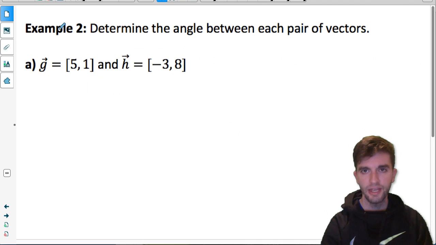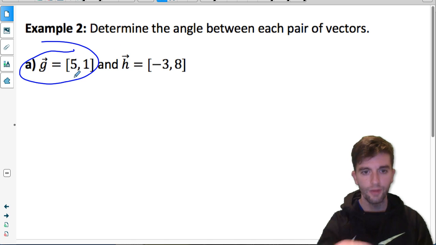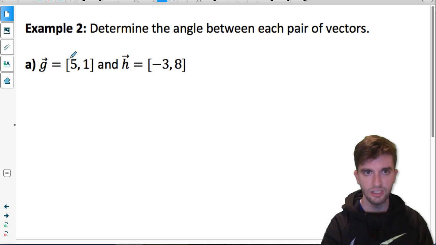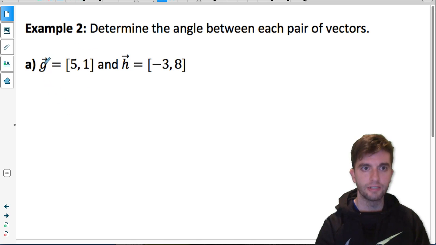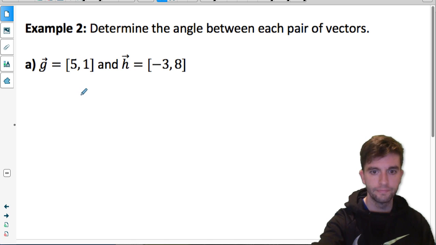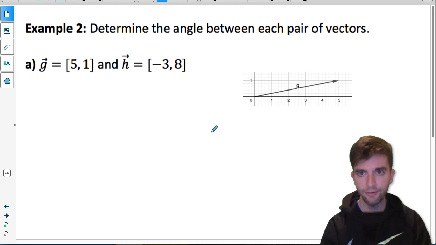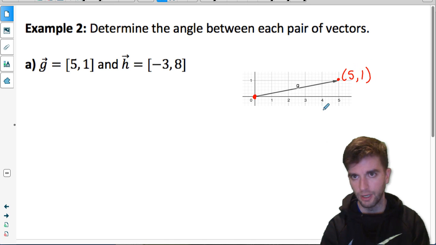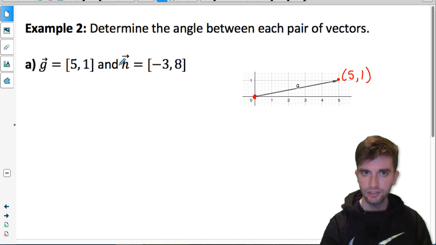Example 2 says, determine the angle between each pair of vectors. I have two algebraic vectors, vector g and vector h. And we learned back in lesson 1 what this notation means, where it says vector g equals, then inside square brackets, 5, 1. That means if I were to translate vector g so its tail is at the origin, the tip would be at the point 5, 1. So here's a picture of the graph of that vector that I imported from GeoGebra. Notice tail is at the origin, tip is at the point 5, 1. So vector h, its tail would be at the origin and its tip would be at negative 3, 8.